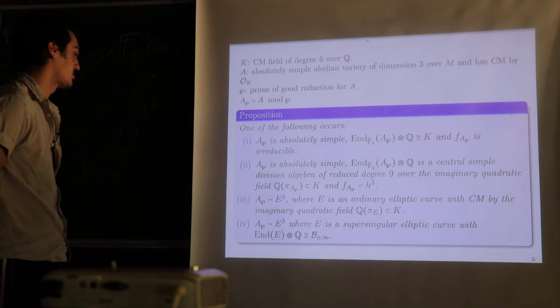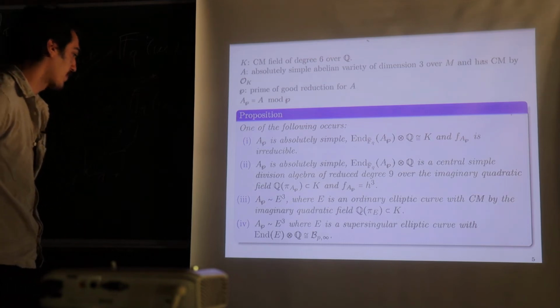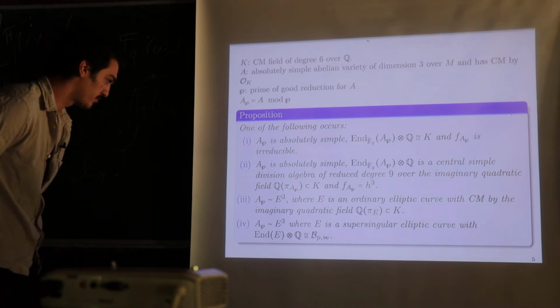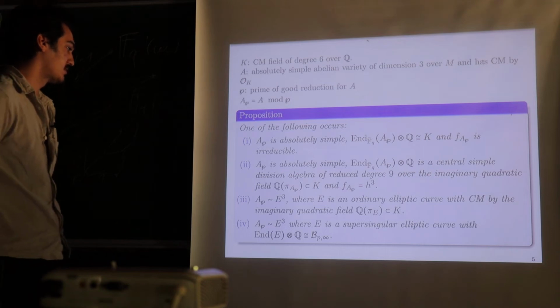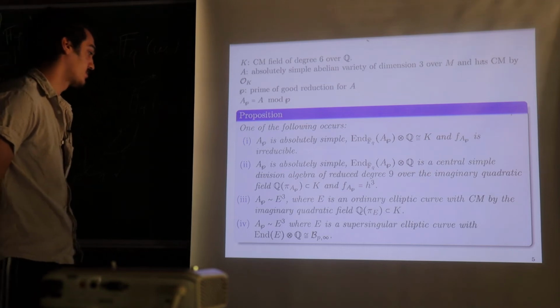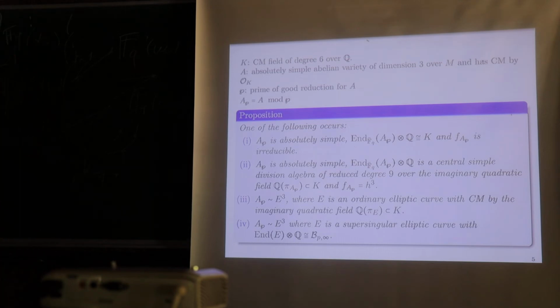Or AP is isogenous to E to the 3, where E is an ordinary elliptic curve with CM by the imaginary quadratic field Q pi E. Or AP is isogenous to E to the 3, where E is a supersingular elliptic curve with endomorphism algebra isomorphic to a quaternion algebra ramified at P and infinity. This is a very important proposition to understand AP. We will classify our cases up to this.